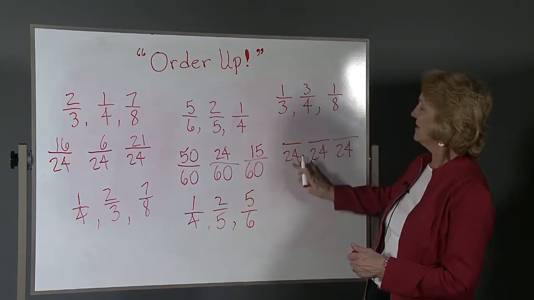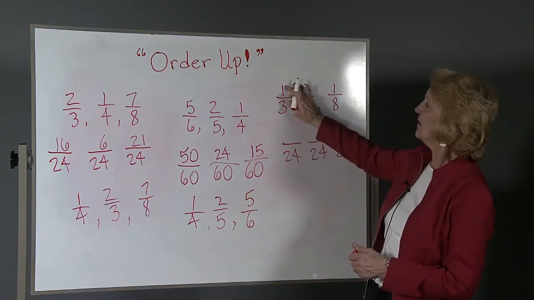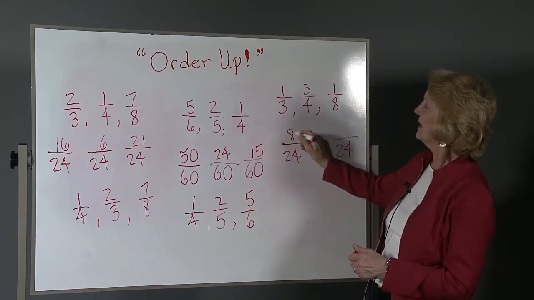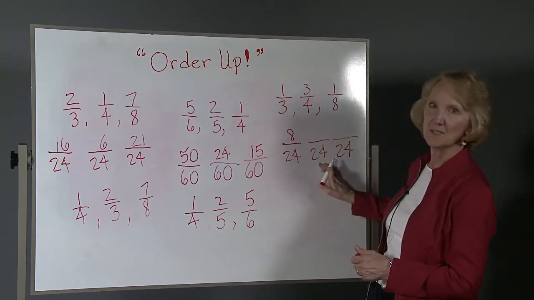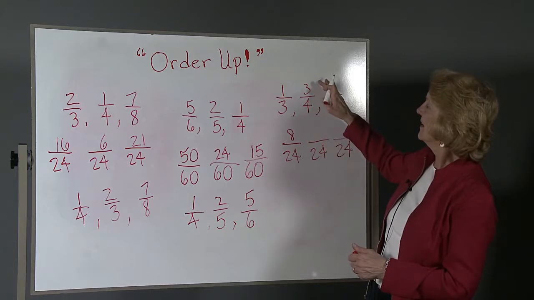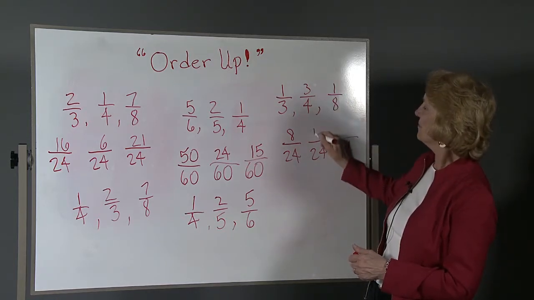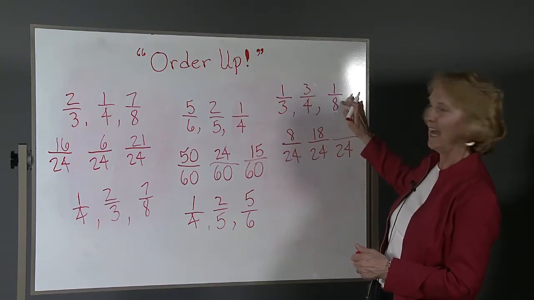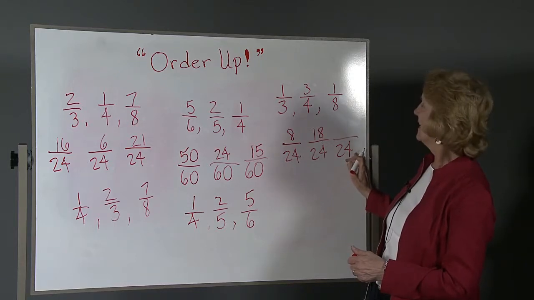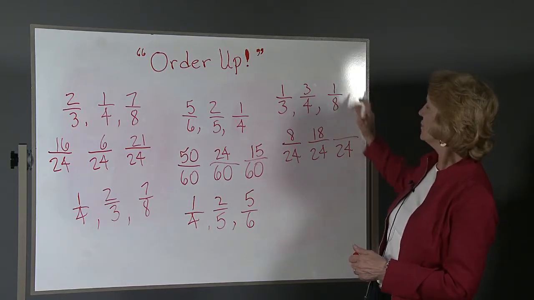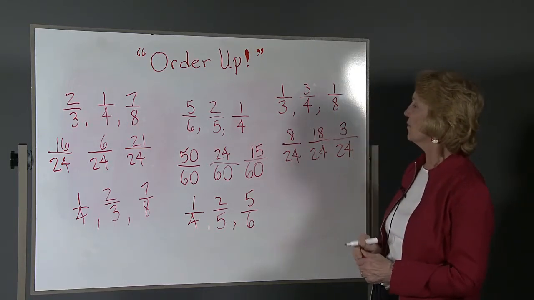Okay, 3 times 8 is how you make 24, so 1 times 8 will be 8. 4 times 6 makes 24, so 3 times 6 will make 18. 8 times 3 is how you make 24, so 1 times 3 is simply 3.